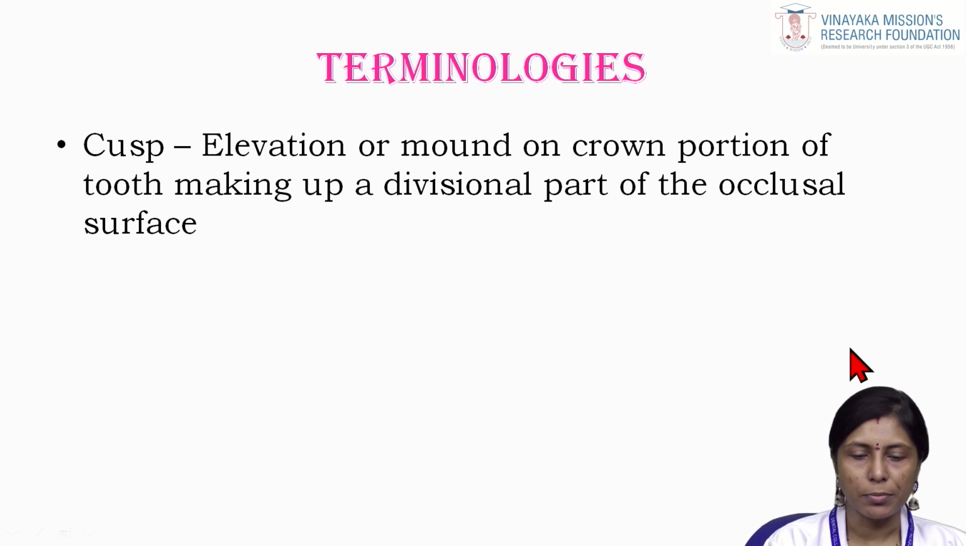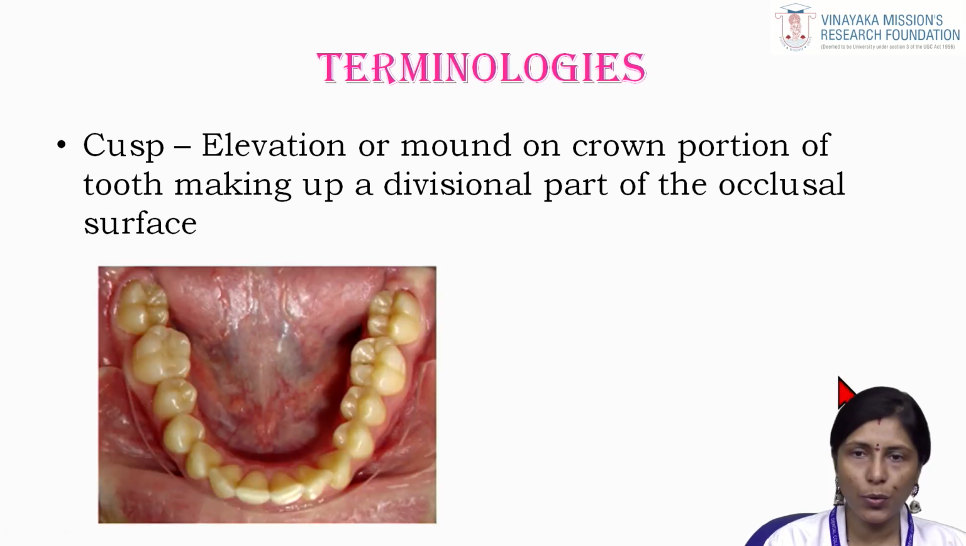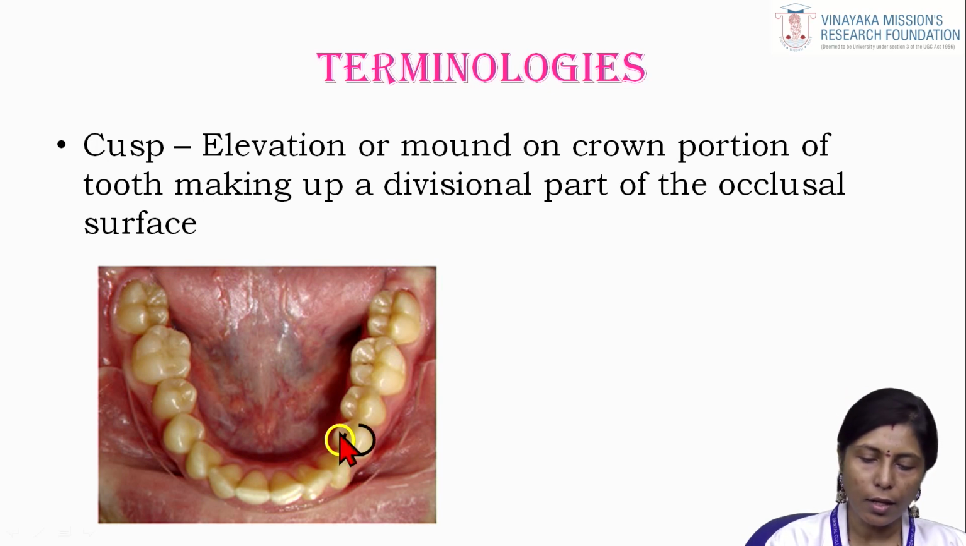Next thing is cusp. What do you mean by a cusp? An elevation or a mound on the crown portion of the tooth which makes up the occlusal surface. An elevation seen on the occlusal surface, which divides the occlusal surface, you call it a cusp. So this is the chewing surface or the occlusal surface. Here you can see a lingual cusp, because this is the lingual surface, that is next to the tongue. And this is going to be the buccal cusp, because this is a premolar.